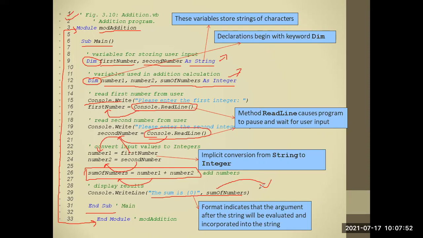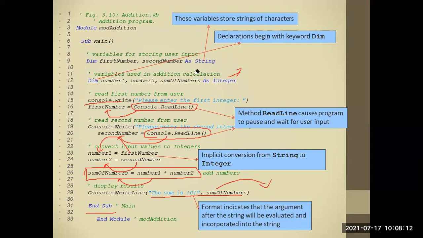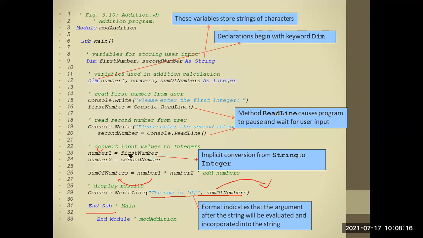Fine, so this is an example where we have used different functions or procedures for adding two numbers. We are writing a Visual Basic program for adding two numbers. So just note down this program to get some idea of how we can solve this in Visual Basic.